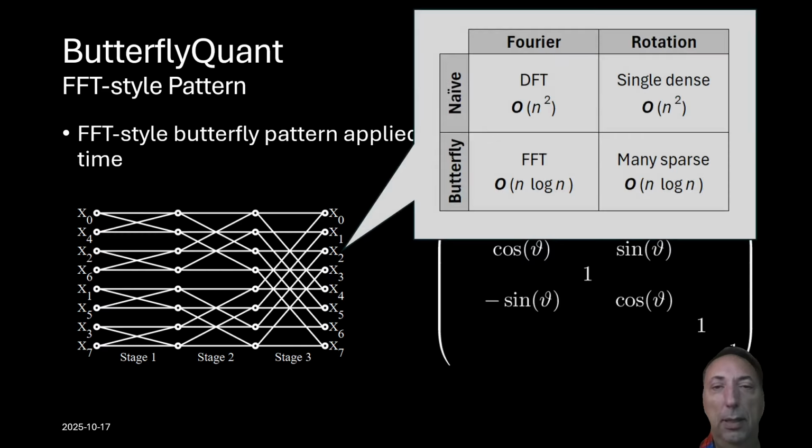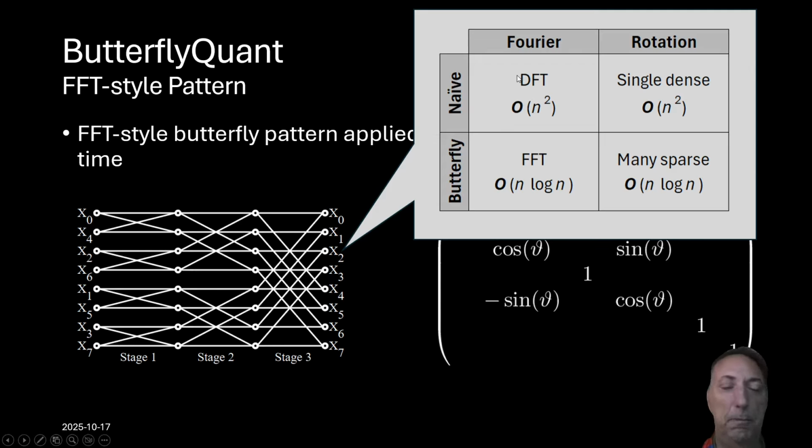So doing this ends up, even though you're doing a lot of individual rotations, being a lot faster than doing one big dense rotation. And that's completely analogous to the Fourier transform.